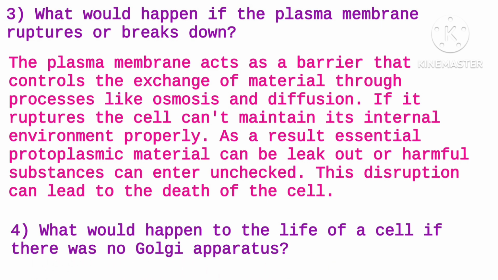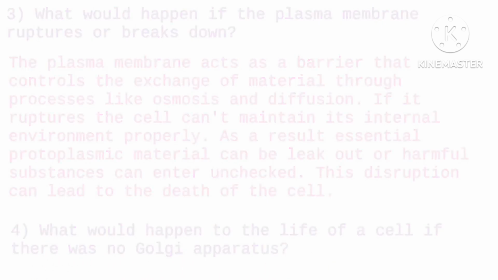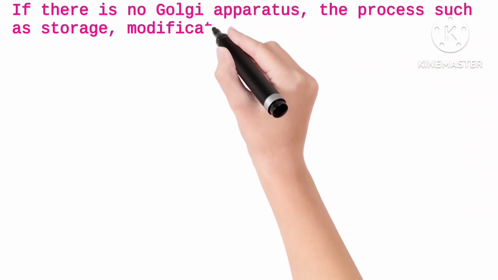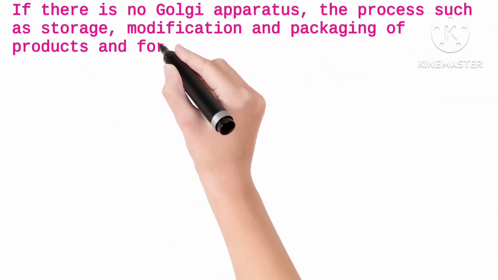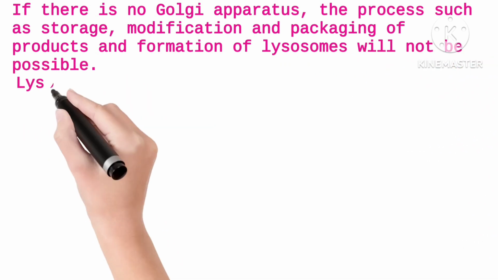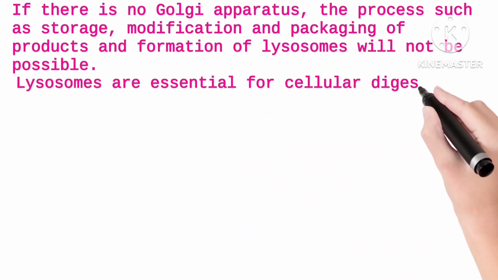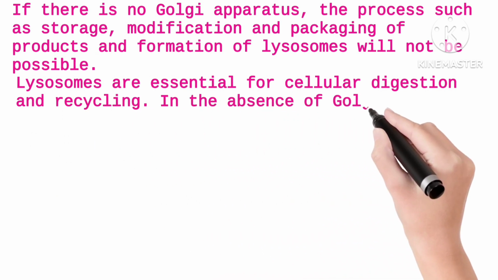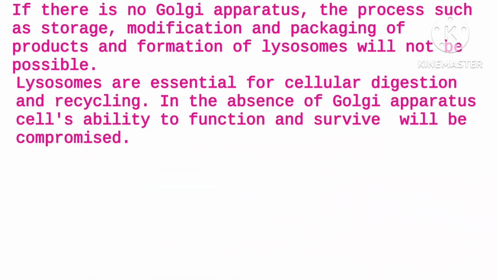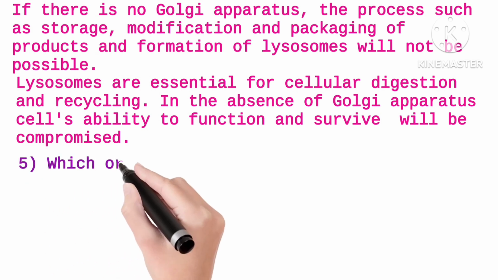What will happen to the life of the cell if there was no Golgi apparatus? If there is no Golgi apparatus, processes such as storage, modification and packaging of products and formation of lysosomes will not be possible. Lysosomes are essential for cellular digestion and recycling. In the absence of the Golgi apparatus, the cell's ability to function and survive will be compromised.